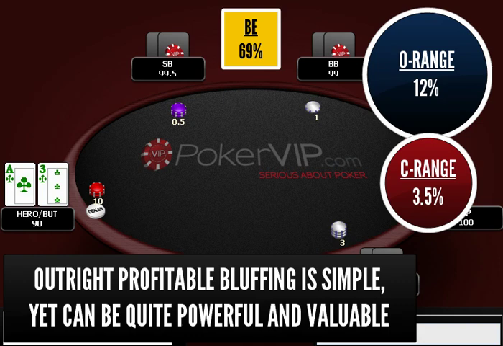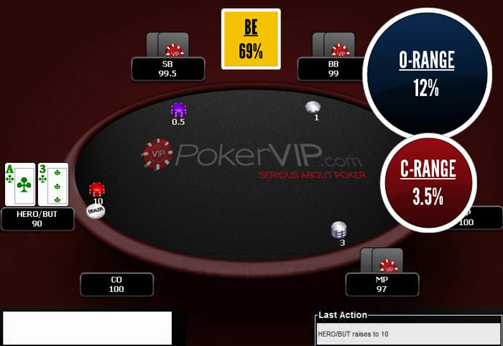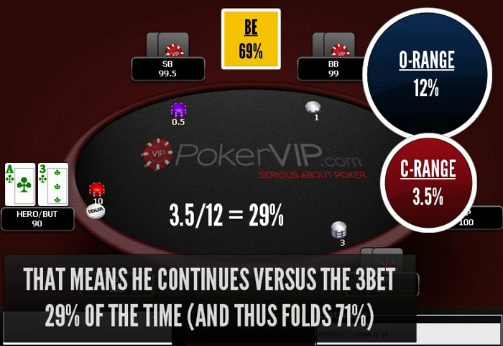So 69% is our break-even point. Given the math that we saw, we thought that our opponent had an O range of 12% and had a C range of 3.5%. Well, what we can do to figure out how often he would continue is simply take that 3.5 divided by 12. And we see that that's roughly a 29% range. So we think that our opponent is going to continue 29% of the time, and thus on the flip side, we think he's going to fold 71% of the time.